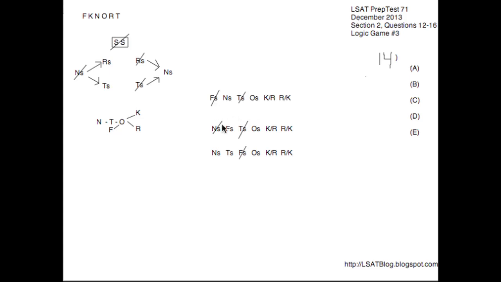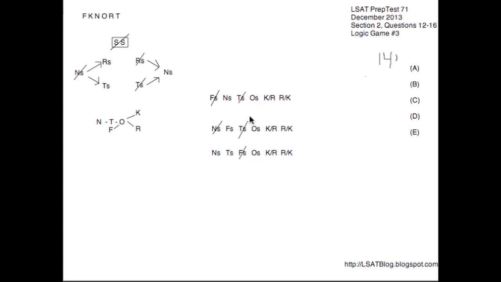F could be on 1, on 2, or on 3, any of those 3 places, and those are all the different possibilities for where O might go. So when F is on 1, N and T are on 2 and 3. When F is on 2, N and T are on 1 and 3. And when F is on 3, N and T are on 1 and 2. These are not fully laid out, but these are just the general possibilities.